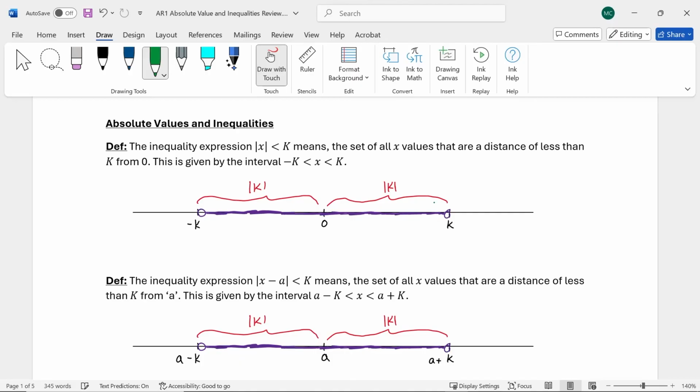So if we look at that graphically, here we've got 0. What I'm looking at here when I look at the absolute value of x is less than k is all of the x values on the number line that are between negative k and k, such that I'm only going a maximum distance, or I'm going no more than k away.